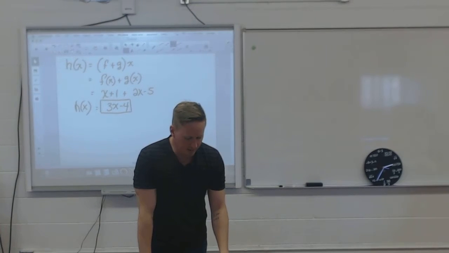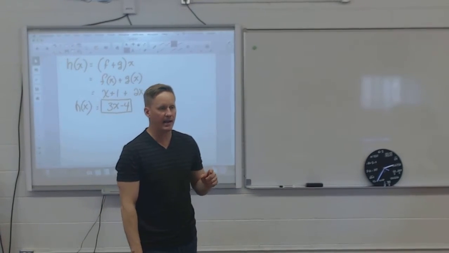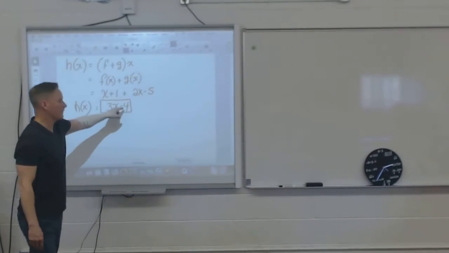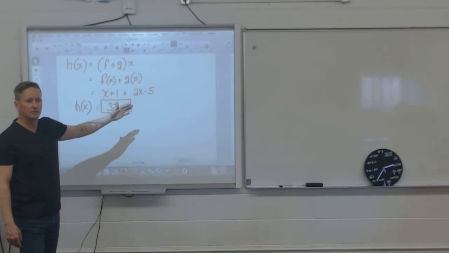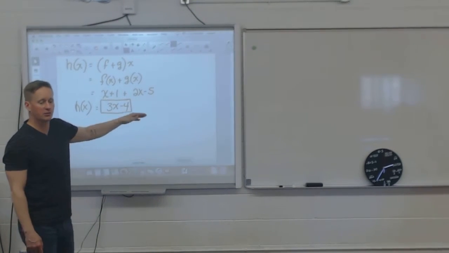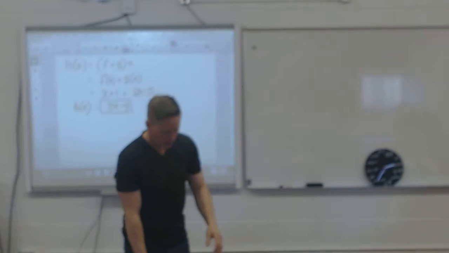Done that. State the domain and range of h of x. So what's the domain and range of this one? Both of them are all reals. Right? It's a line. So it's a graph of a line, so it's an element of all reals, right?